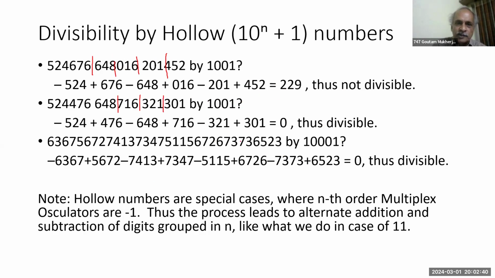This one, such a big number. So you group into 4, 10 to the power 4 plus 1. Group into 4. Plus, minus, and it should be 0. Hollow numbers are special cases where the nth order multiplex oscillator is -1. Thus the process leads to alternate addition and subtraction of digits grouped in n. Like what we did in case of 11, it was single, 10 to the power 1 plus 1. And it was 10 to the power n plus 1.